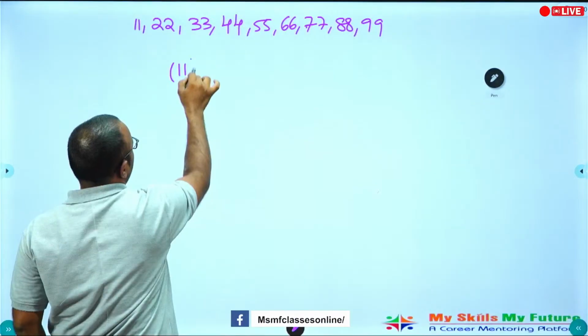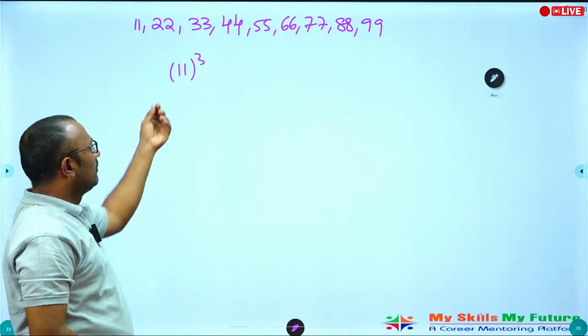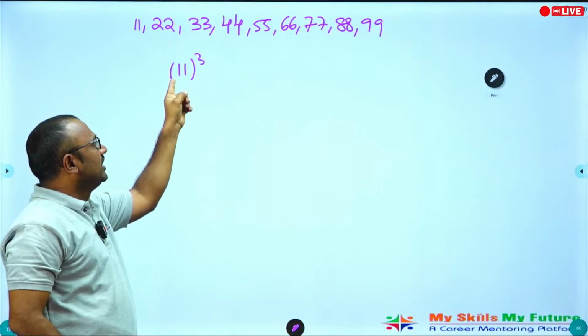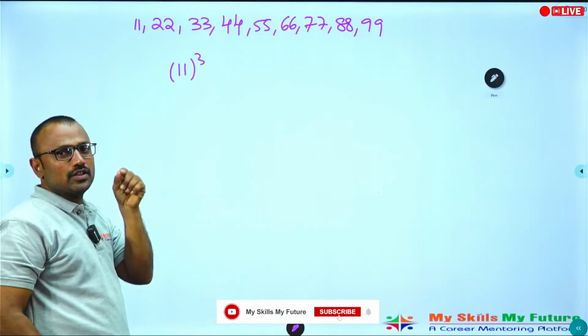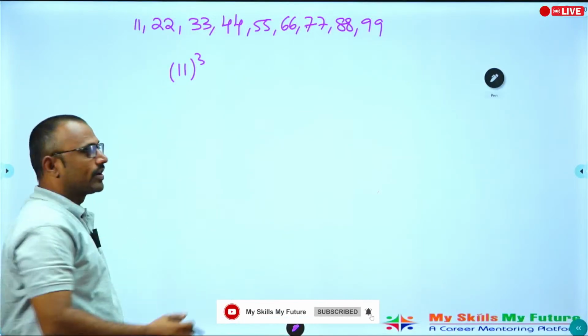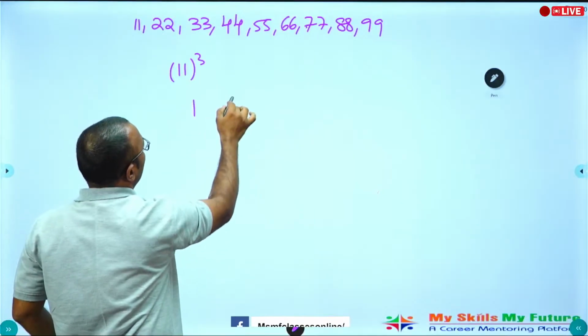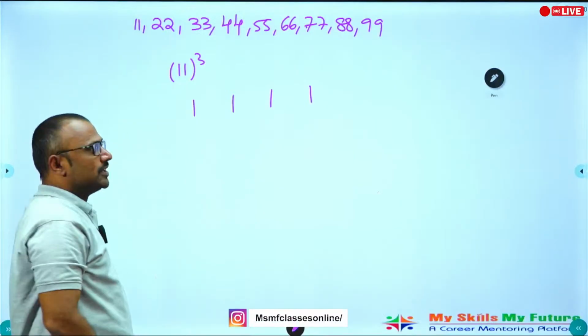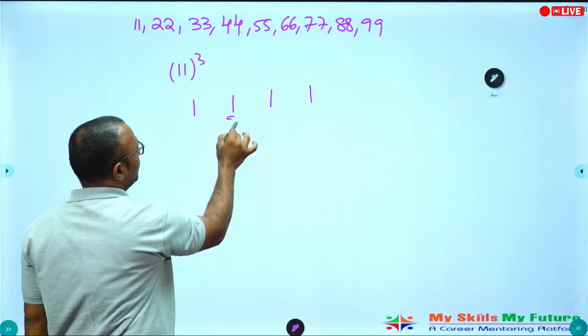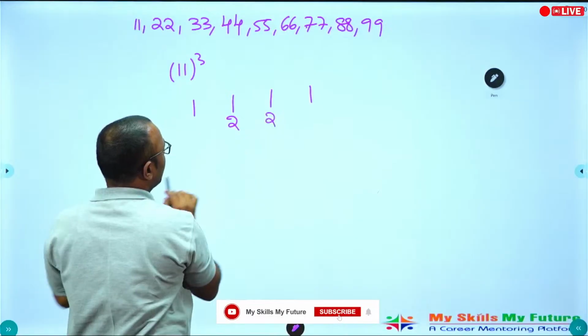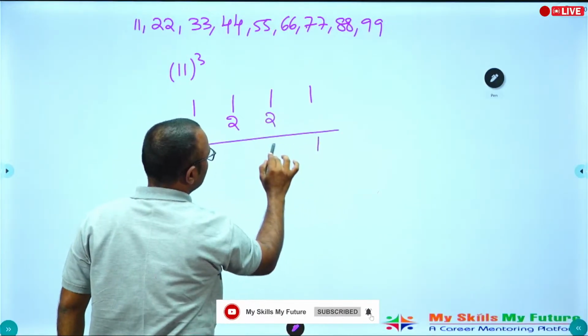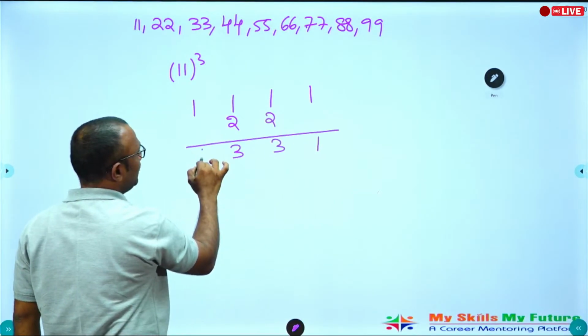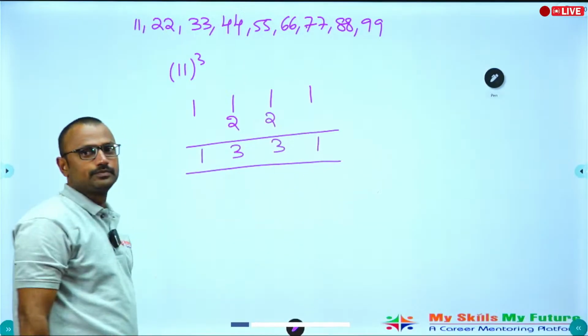11 cube. See here, the digit is 1. So write 1 cube 4 times: 1 cube, 1 cube, 1 cube, 1 cube. Then twice the middle number, 2, 2. See here, 1, 3, 3, 1. So this is 11 cube.